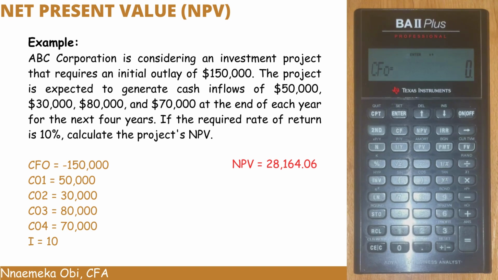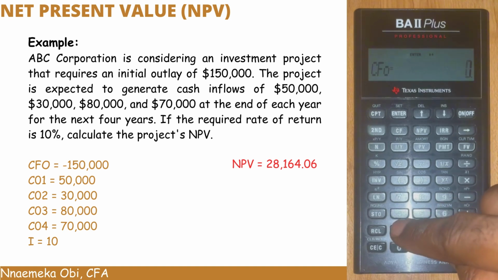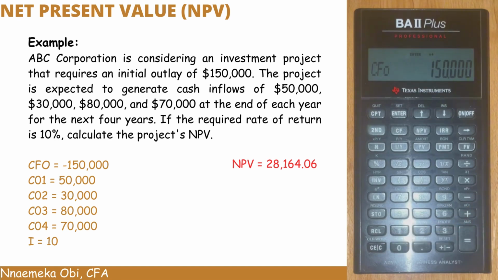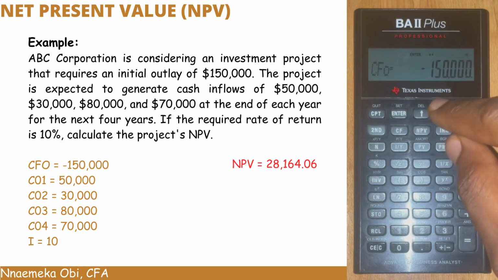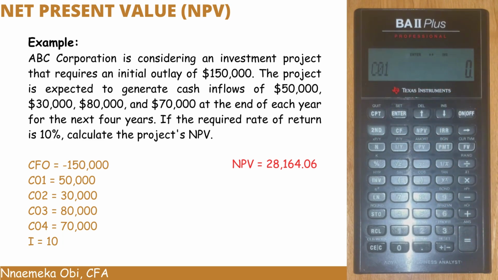The first cash flow we have is $150,000. Okay, now because this is an initial outlay, so basically it's an outflow, we are going to put a negative to it. So we press this plus or minus button here to put negative to it since it's an outflow. Now once we have done that, we're going to press enter. Okay, we press arrow down, then we are going to put the first cash flow.